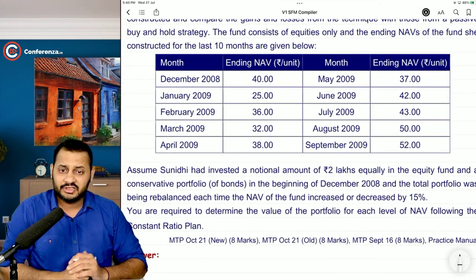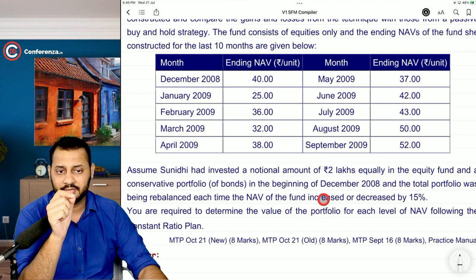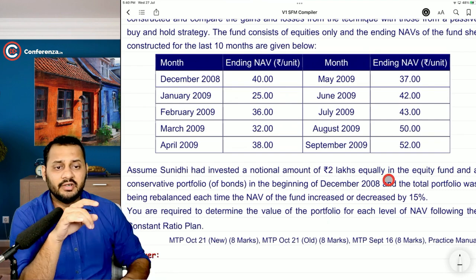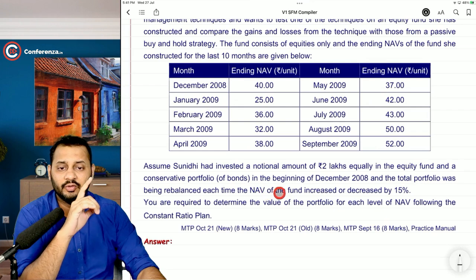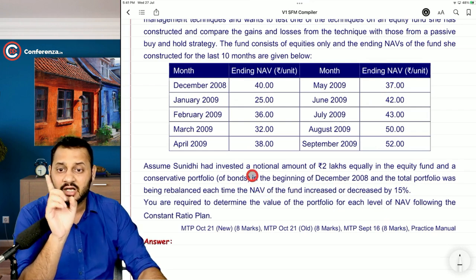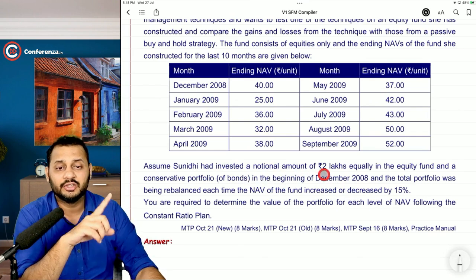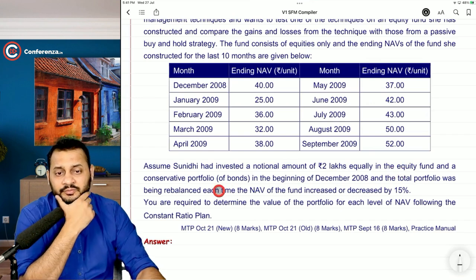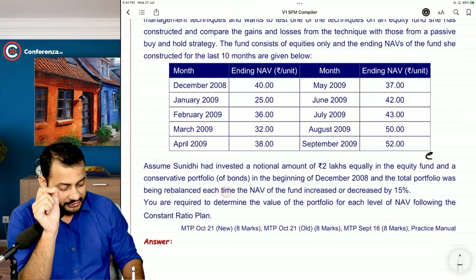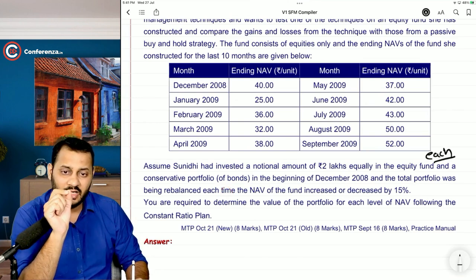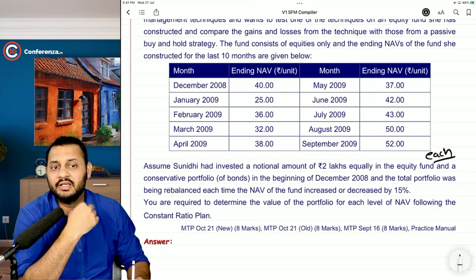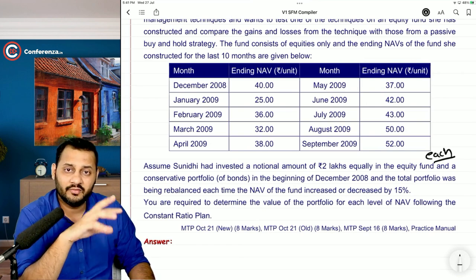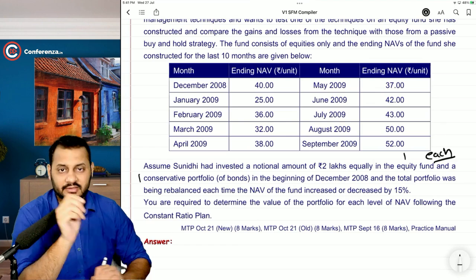Now assume Sunidhi had invested a notional amount of 2 lakh rupees equally in the equity fund and a conservative portfolio in the beginning of December 2008. See, they have not written the word each. If they would have written 2 lakhs each equally in equity and conservative, then 2 plus 2, 4 was the answer. But 2 lakhs equally in equity means 1 lakh in this, 1 lakh in this.